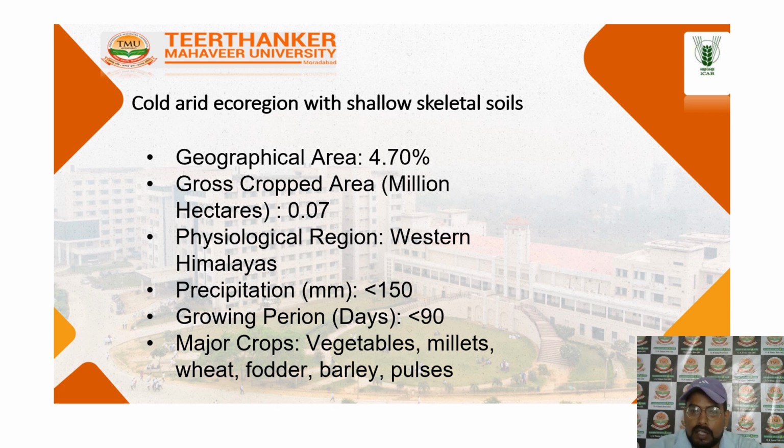This region is available in the western Himalayan region. The annual rainfall is less than 150 centimeters, and the growing period, the availability for growing crops, is less than 19 days. The major crops grown in this region are vegetables, millets, wheat and fodder, barley and pulses.